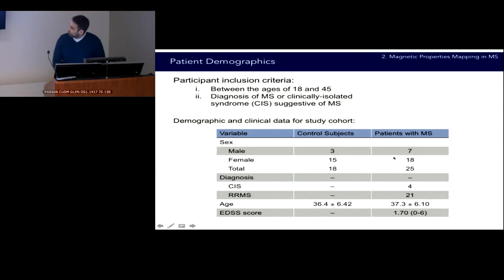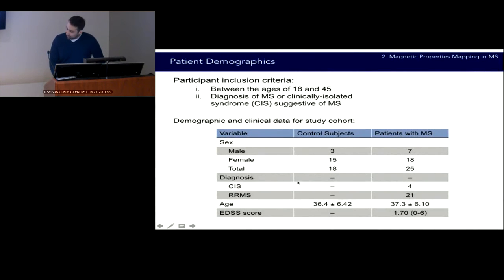And for this study, we recruited age and gender matched control subjects, a total of 25 MS patients. Most of these MS patients had fairly early stage RMS or clinically isolated syndrome, which is sort of a pre-MS. And subjects were age matched with an expanded disability status scale of 1.7. So the EDSS score is a measurement of clinical disability in MS, which the neurologist will produce. 0 means no disability, 10 means you're dead.